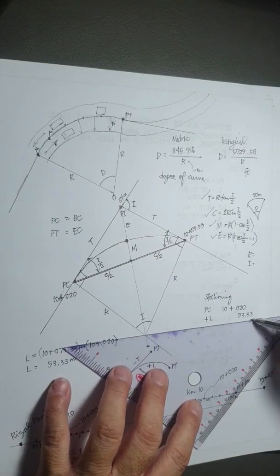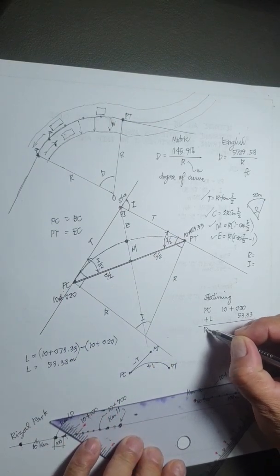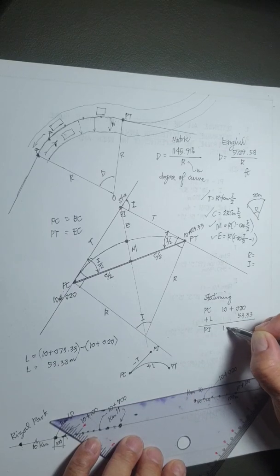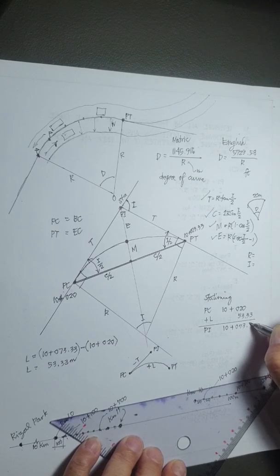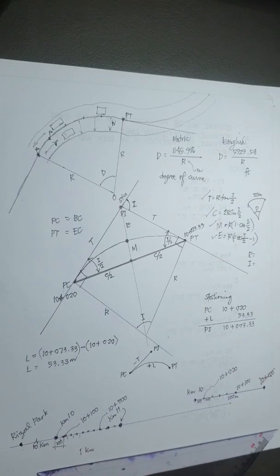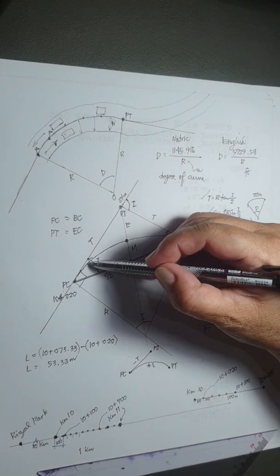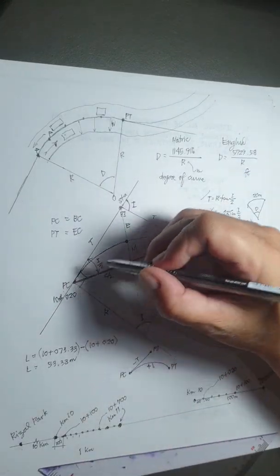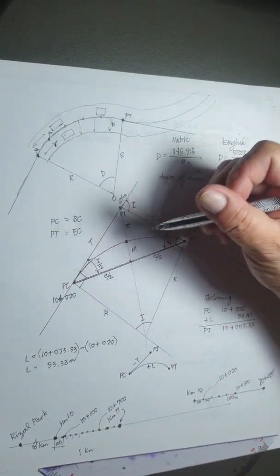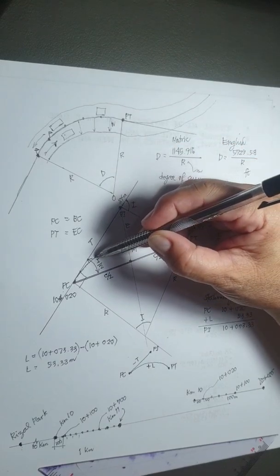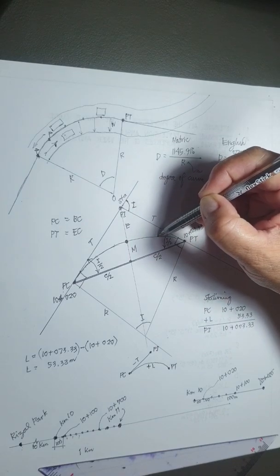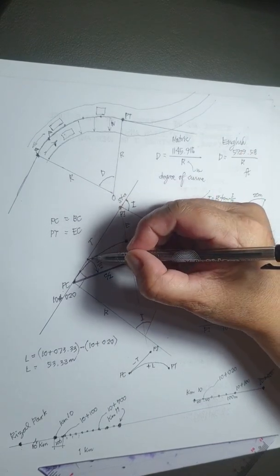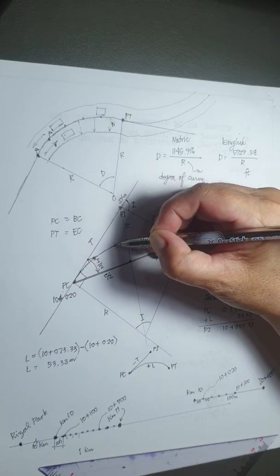So, with that, you'll get station PI equal to 10 plus 073.33. Gets nyo? So, each station, i-add mo yung 20. At a certain point, you have, di ba, 73 yan, ano? So, 53 lang yan. Okay, so, let's say, ito yung station natin.